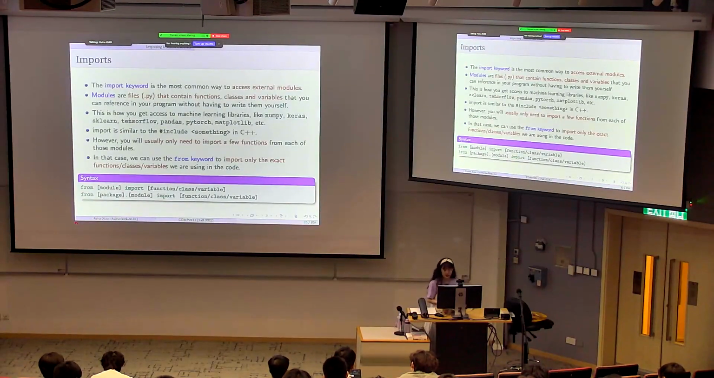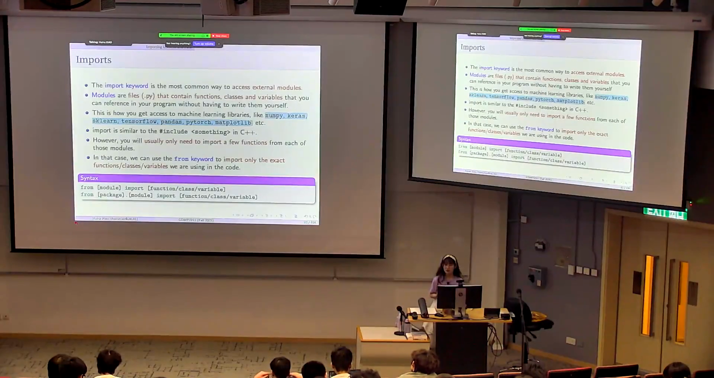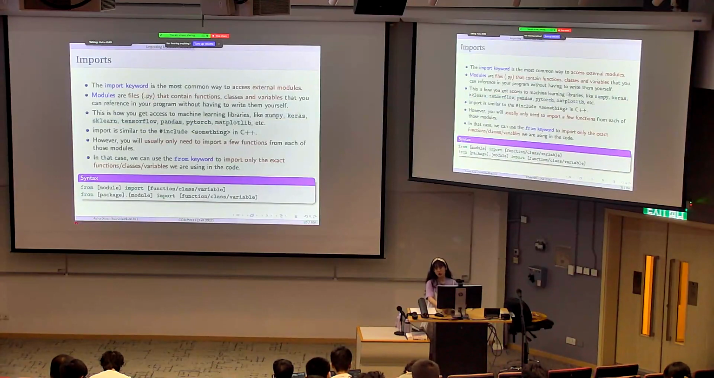And this is how you get access to machine learning libraries. For machine learning, we typically will use these ones like NumPy, Keras, scikit-learn, TensorFlow, Pandas, PyTorch, Matplotlib library. All these provide lots of useful modules you can directly use. You don't need to write them by yourself again. And import, of course, if you already took COMP2211, you know that in C++, you write something like this, right?